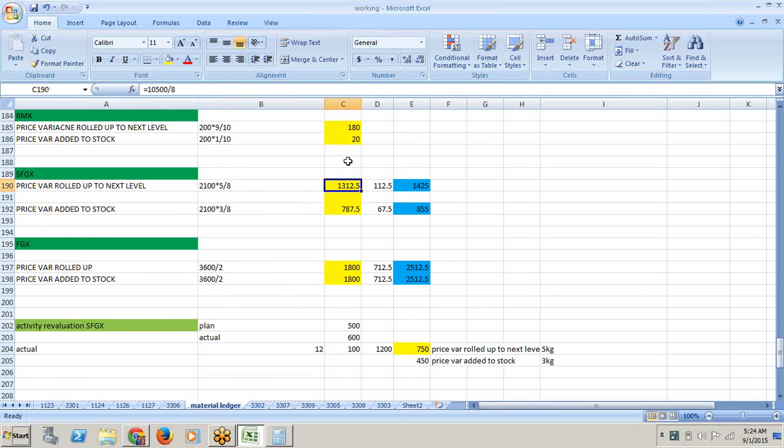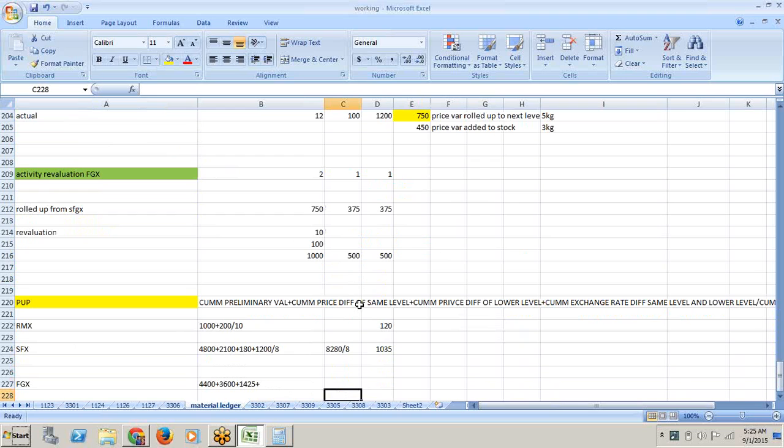This one is only in this level. This 112 is from this level, it is added to 1425. Final price is 1425 only, rolled up to the next level. This includes raw material X prices which is rolled up to this semi-finished goods. From here it is rolled up to this level. This is related to material cost. And the same way activity cost also.